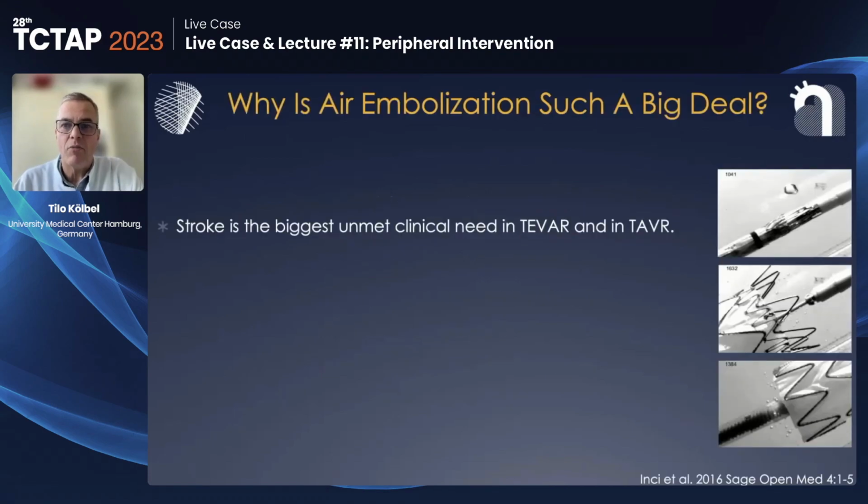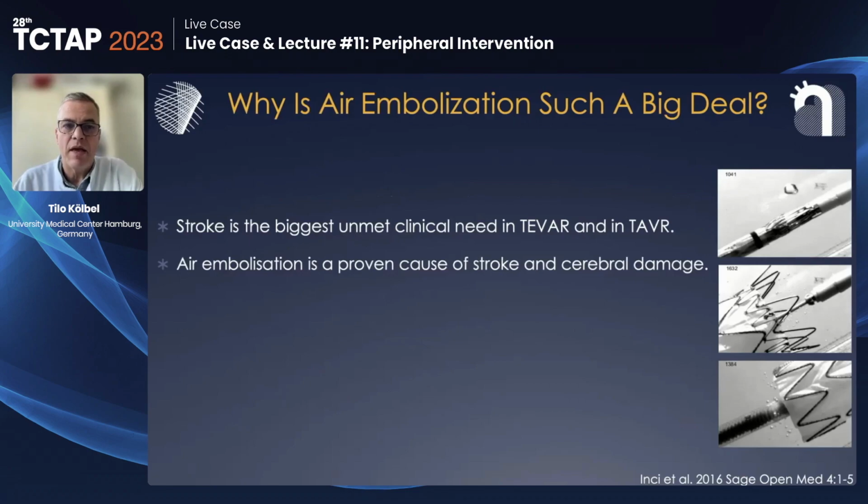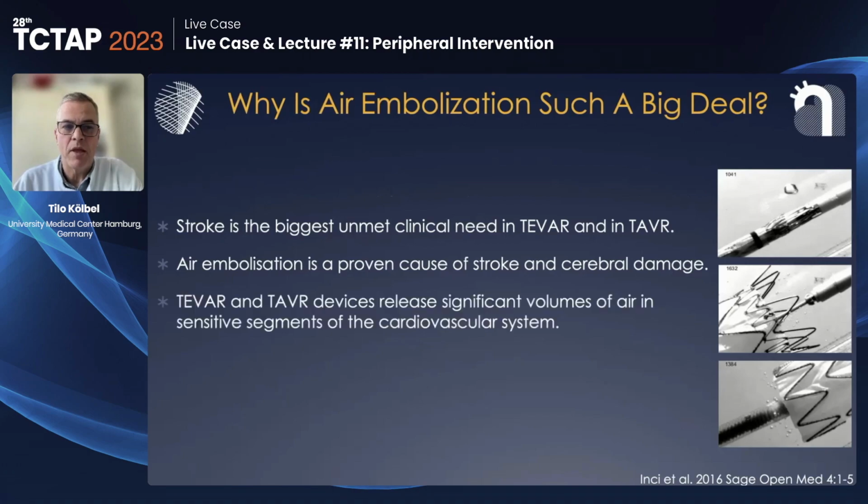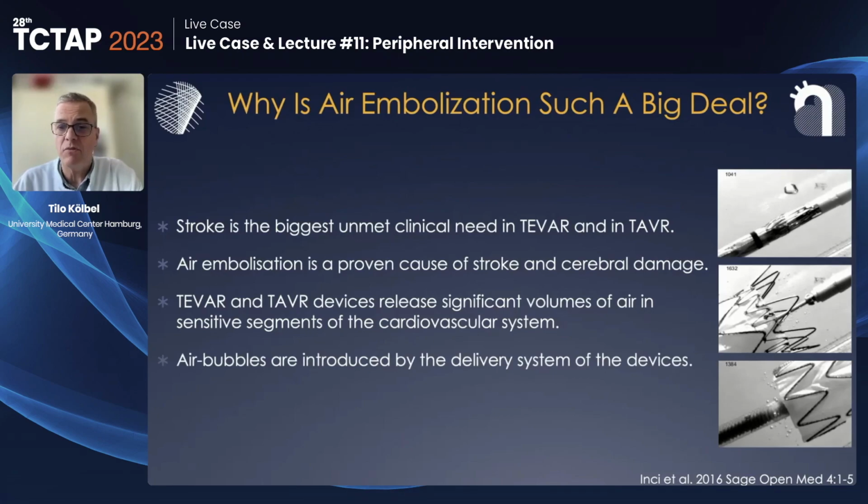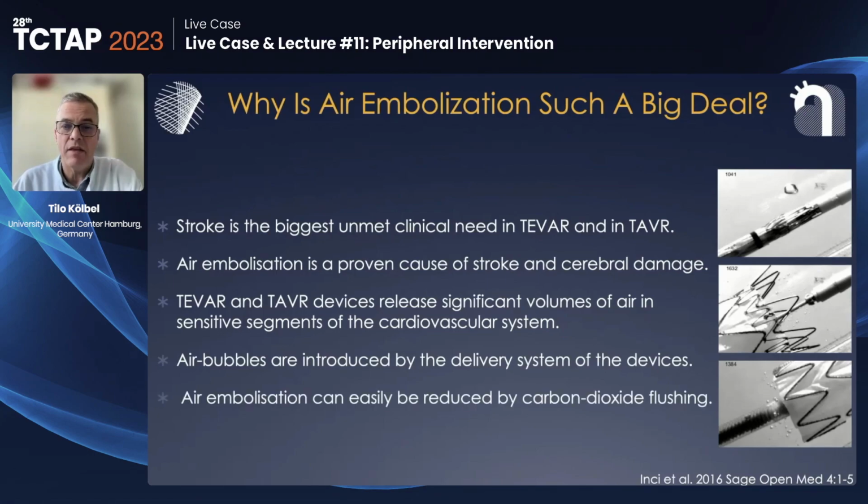So why is air-embolism such a big deal in cardiovascular interventions? I would like to give you the conclusion at the beginning. The reason is that stroke is the biggest unmet clinical need in TEVAR and in TAVR. Air-embolism is a proven cause of stroke and cerebral damage. And TEVAR and TAVR devices release significant volumes of air in sensitive segments of the cardiovascular system. The air bubbles are introduced by the delivery systems of the devices, and it can be easily reduced by the use of carbon dioxide flushing.